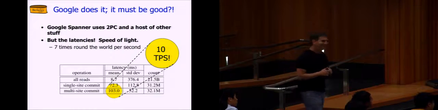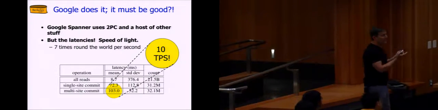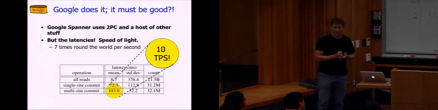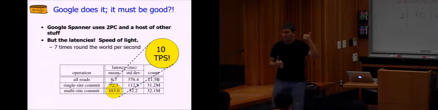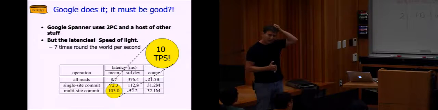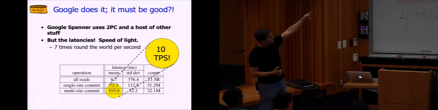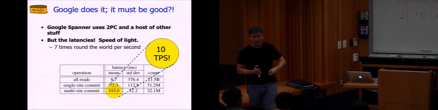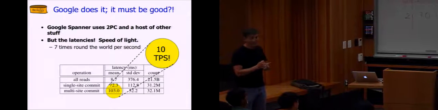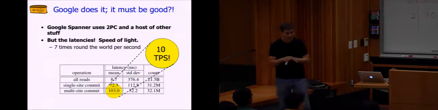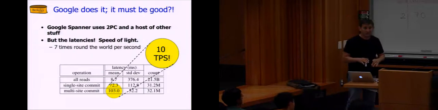Right? So what we're saying here is that if you really need to do distributed two-phase commit, even with a very mature implementation, okay, assuming Google's mature, and after all, 7 times around the world per second, you're not going to do much better than this. You can't do it very often. You got to really keep your transactions to a minimum in a geo-replicated setting.